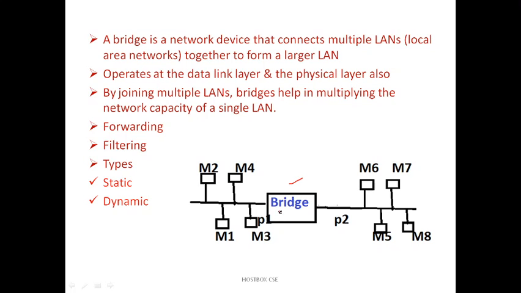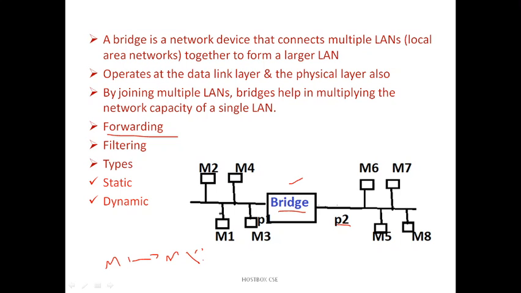So here the bridge is the one. In port 1, the machines M1, M2, M3, M4 are connected, and port 2 is connected with M6, M7, M5 and M8. Now the first important point given here is forwarding. What is meant by forwarding here? Suppose the system M1 wants to send a message to M5, what will happen?